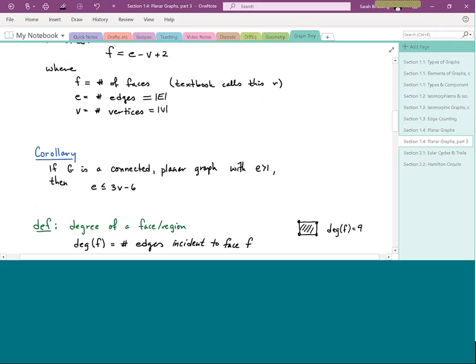Wow, that's a terrible 4, isn't it? Pretend that's a 4 while I rewrite it. 4, because there are 4 edges comprising the boundary of that circuit.